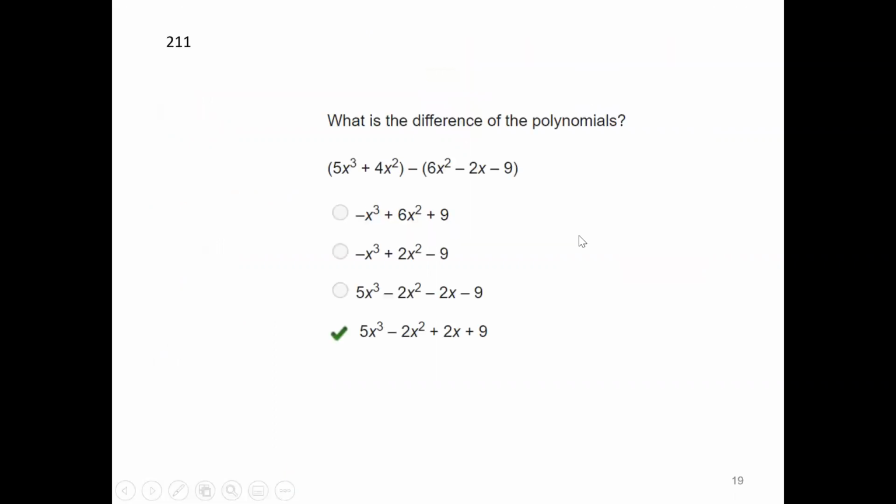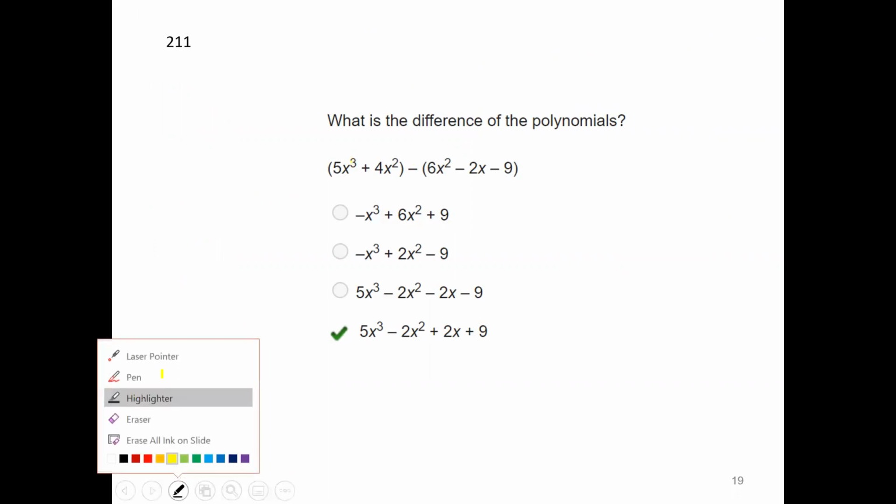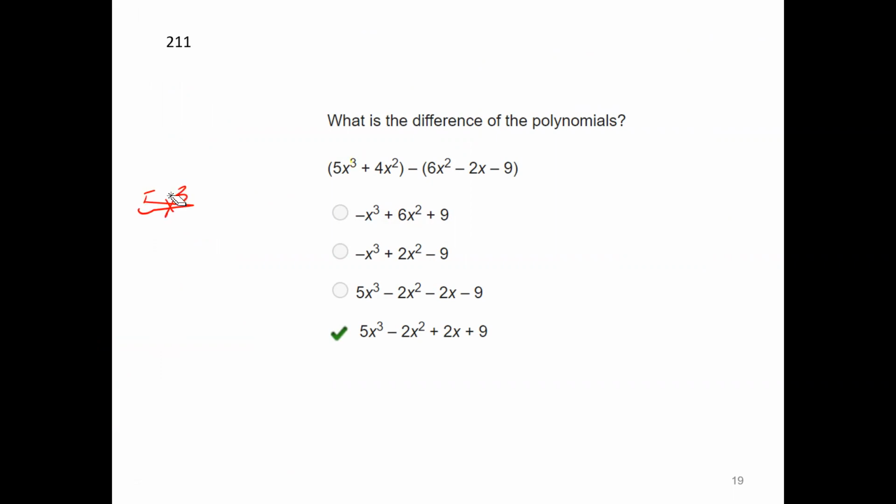What is the difference of the polynomials? This will be super simple, I promise you guys. Okay, so you see the 3s and the 2s right there? We're just gonna line them up. So we have 5x to the third plus 4x squared. You see the minus right there? If it's a minus, everything changes. Positive becomes negative, positive, positive. So put minus 6x squared, minus or plus 2, plus 9, like that. Just line it up, okay?